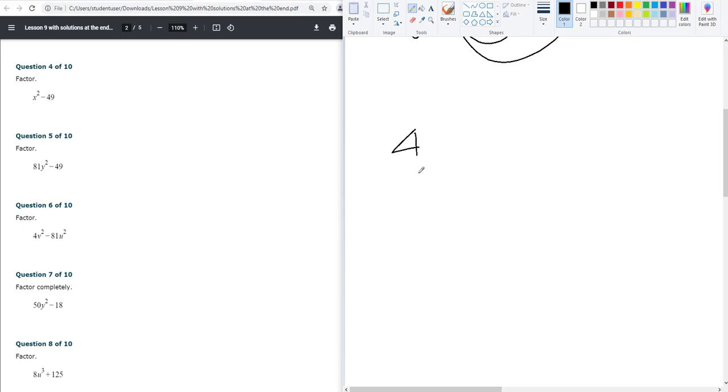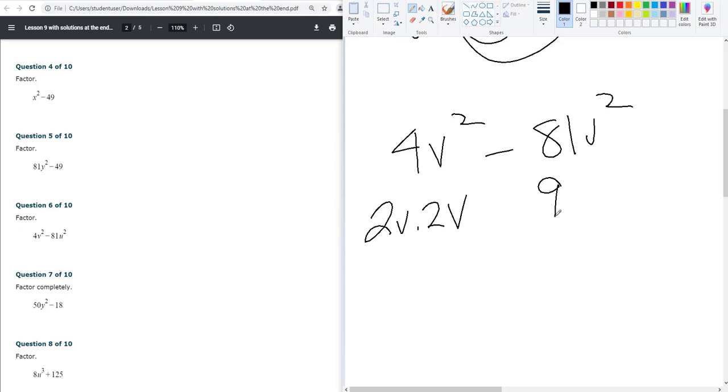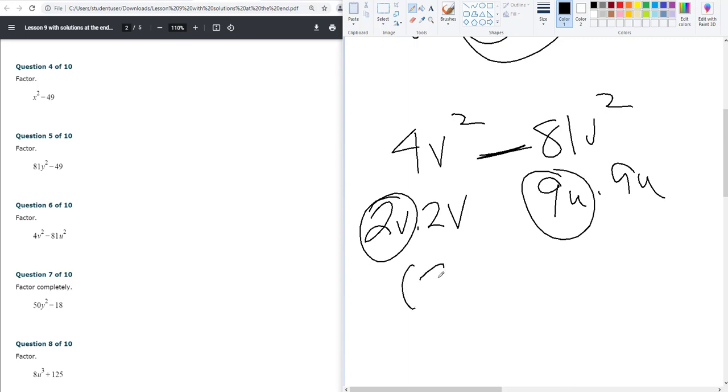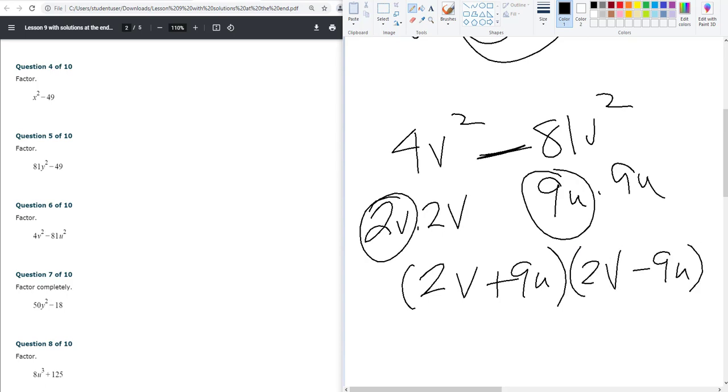Number 6, 4v squared minus 81u squared. Well, that's 2v times 2v and 9u times 9u. And it's a minus sign, so it's one of each, 2v plus 9u with a plus, and 2v minus 9u with a minus.